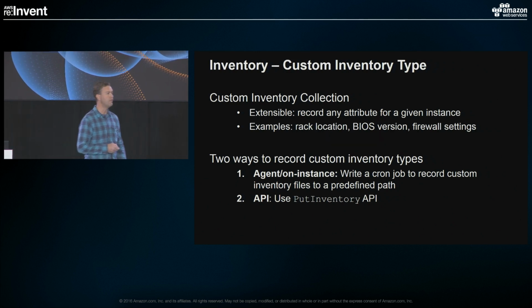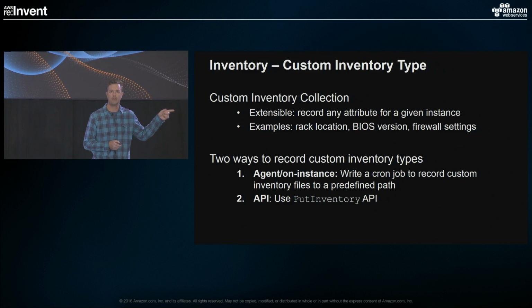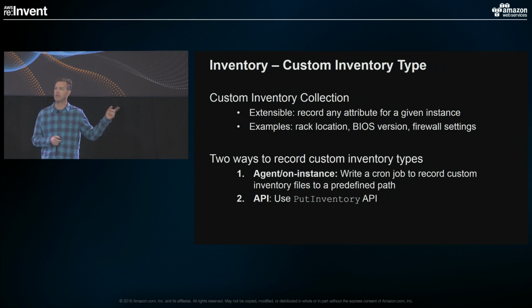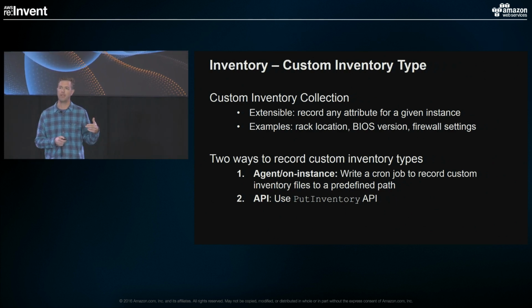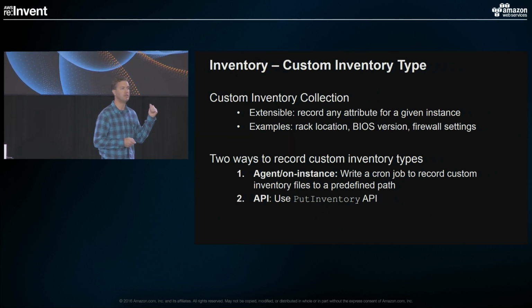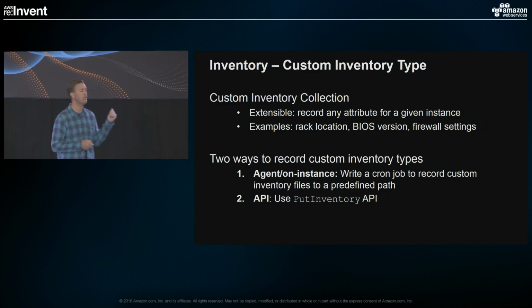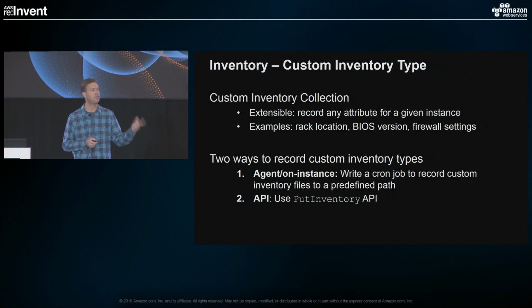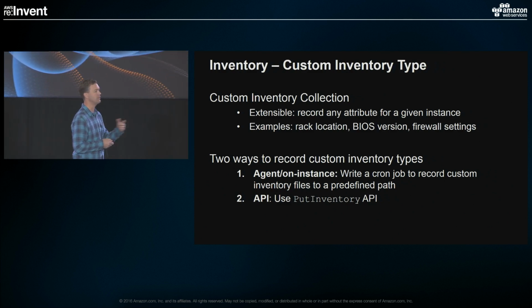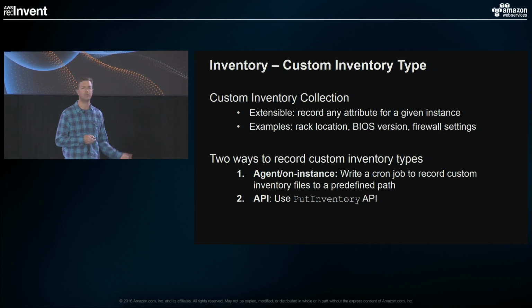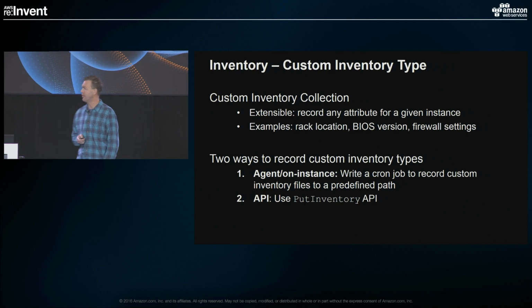So the 2 methods for adding items to inventory either include directly from the instance itself. What's going to happen is that the agent is going to look in a predefined directory, in a specific path. It's going to look for JSON files there. And if it finds them, it's going to upload them to the inventory records for that instance. So the way you could do that, for example, is you could write some kind of scheduled task or a cron job. If these are attributes that are changing, that would continuously update those JSON files in that directory, and that's then going to get passed on by the agent to the inventory store. Alternately, if you want to, you can use the put inventory API to go ahead and upload that detail as well.